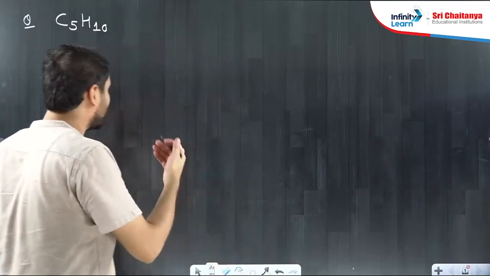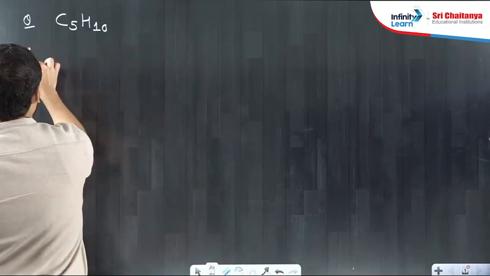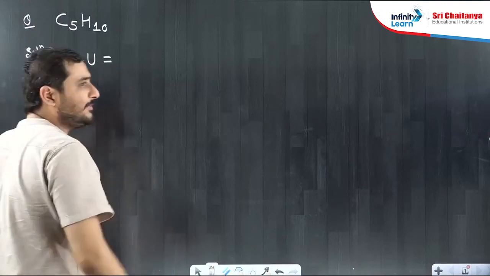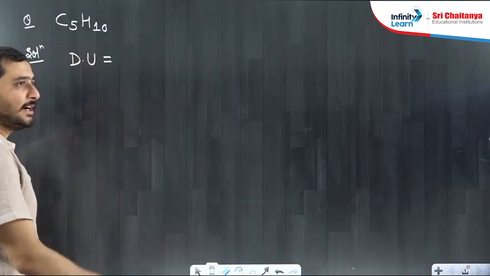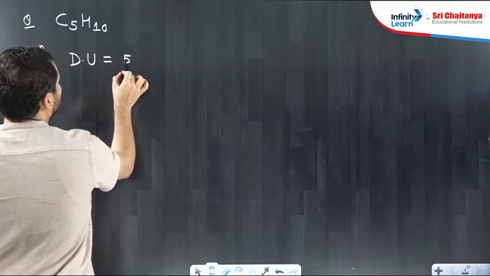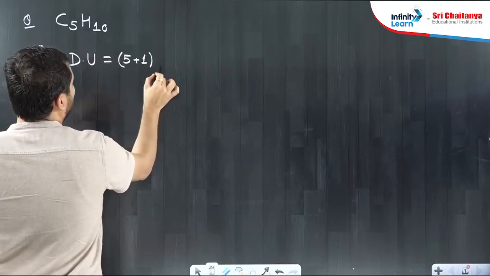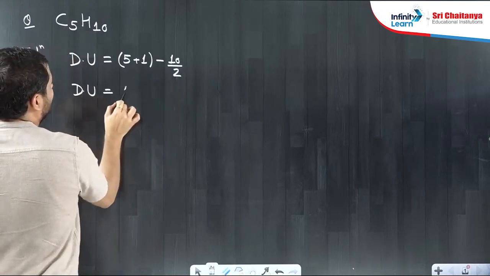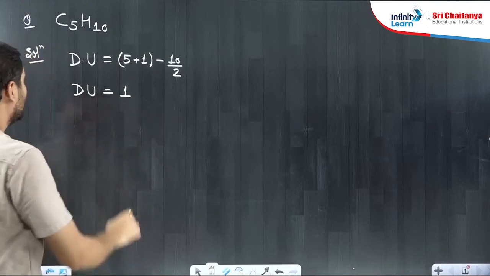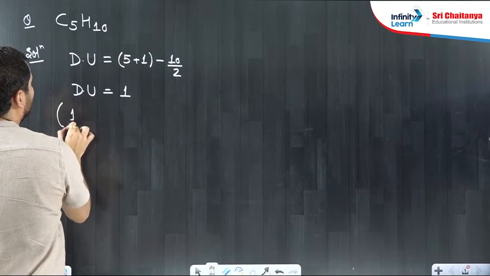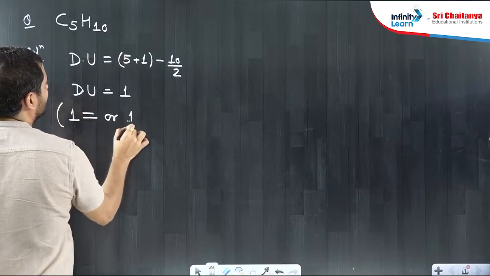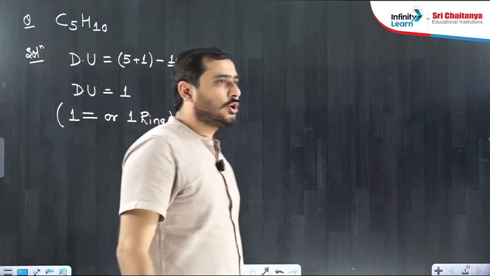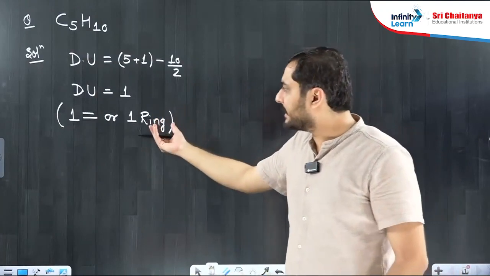So how to draw these structures? First we have to find the degree of unsaturation. Tell me what is the degree of unsaturation for this compound C5H10. It is the number of carbon atoms plus 1, minus hydrogen divided by 2. So this degree of unsaturation comes out to be 1. Degree of unsaturation 1 means either one double bond is present or one ring is present. Means we have to draw structures for alkenes and one cyclic ring structure.